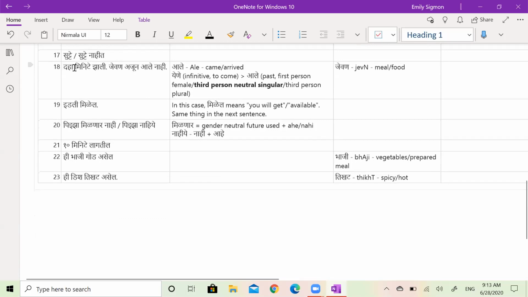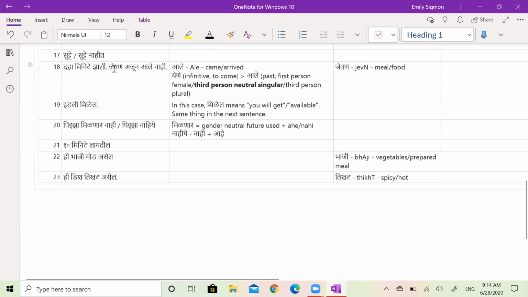Daha minite. So is minite something that people say, instead of just minutes or minute? So while speaking, instead of minite, we will tend to use minute. Like when we talk, instead of zhade, it will be zhale. So that short form we'll use, daha minute. Okay, gotcha. But in this one it says, daha minite lagtil. So it will take 10 minutes. So lagtil, take, in this case, happen.